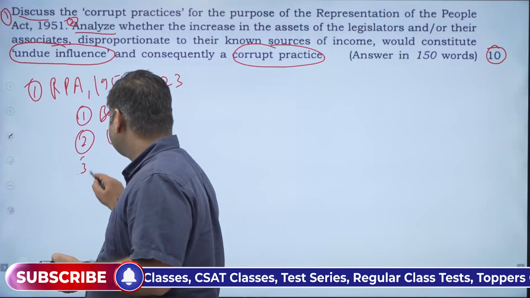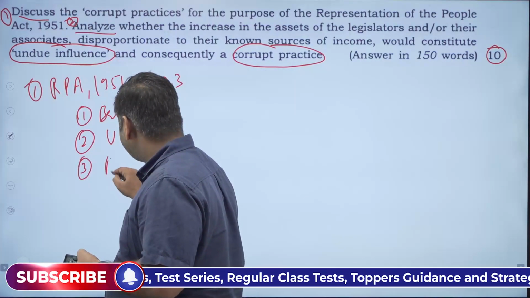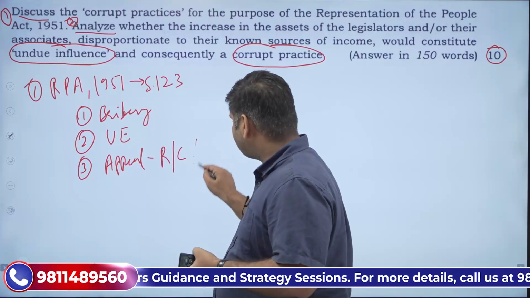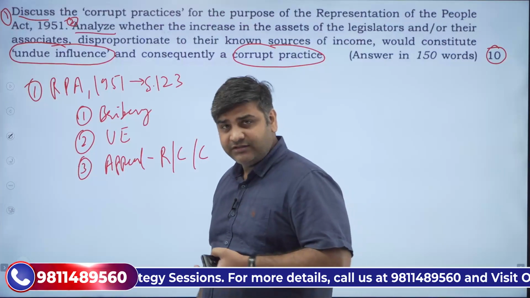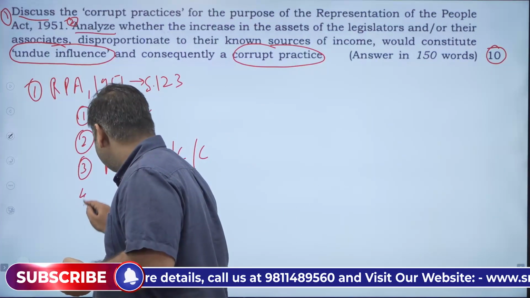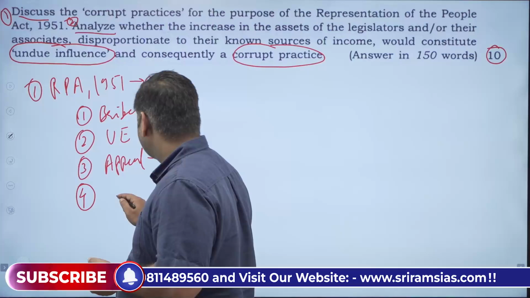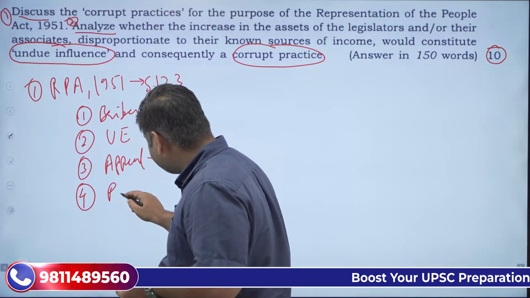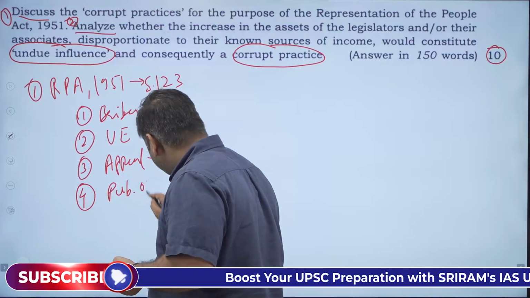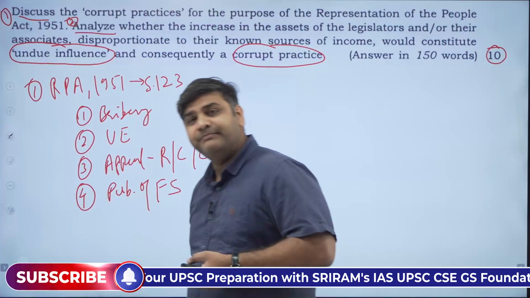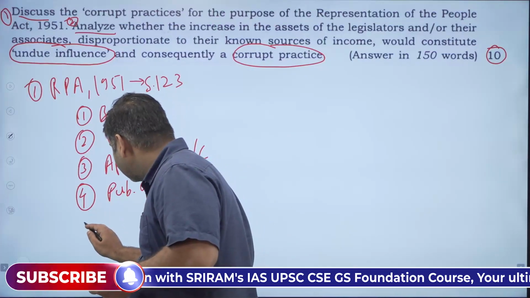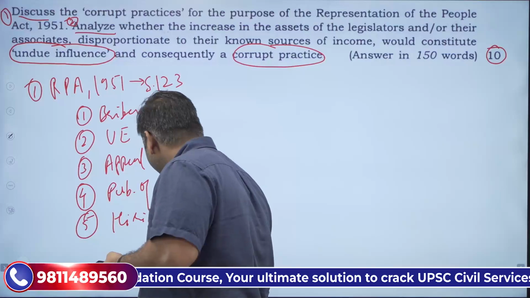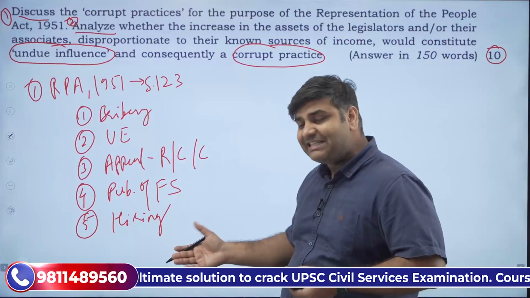Third is some kind of appeal towards religion, caste or community, isn't it? Then fourth one, publication of false statements. Fifth one, hiring of vehicles. Now I am going to explain each one of them. First let us list them.